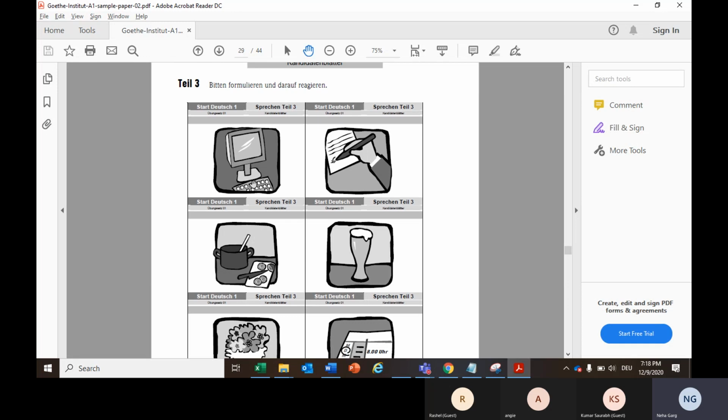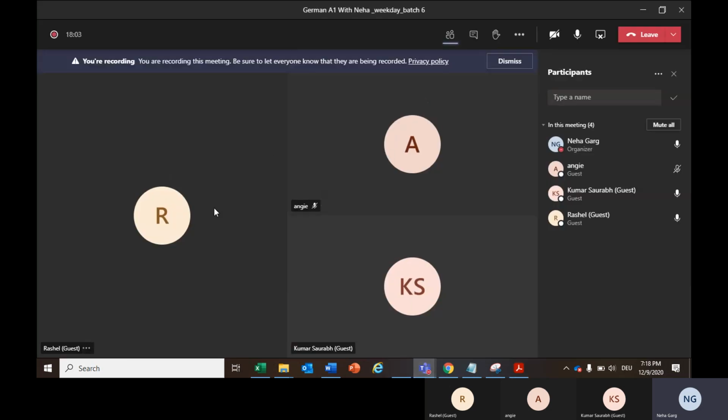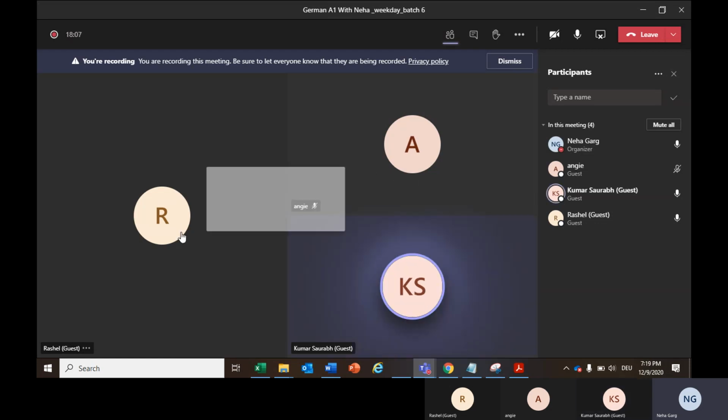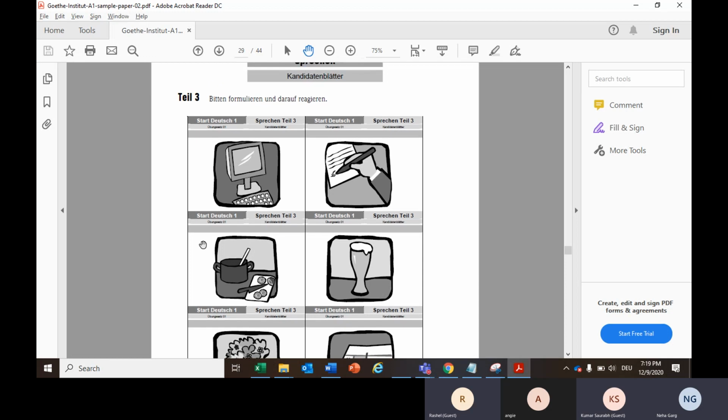Following the same circle, Rachel, let's start with you. Wie viel kostet der Computer? Now you're asking Angie. In this portion, Rachel will ask Angie, Angie will respond, then Angie will ask Saurabh, Saurabh will respond, then Saurabh will ask Rachel, and then Rachel will respond. Wie viel kostet der Computer? Der Computer kostet 10 Euro. Very cheap, yeah, because it's used already. Okay. Next, Andrew, your turn.